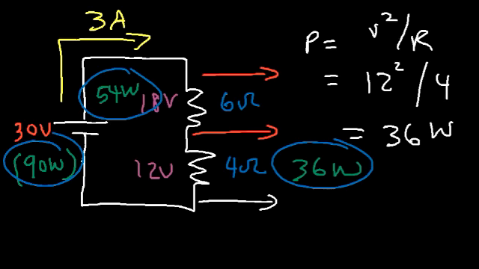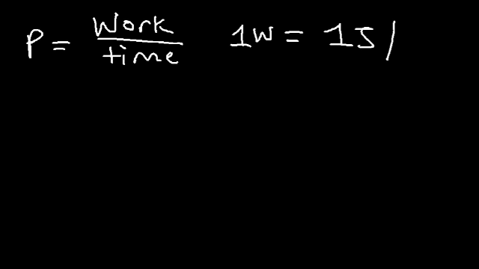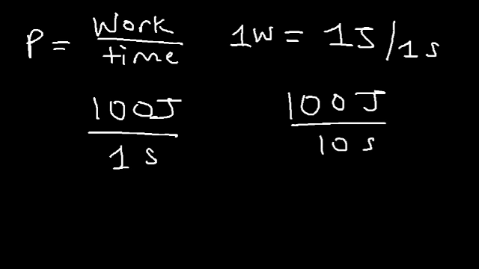Now, what exactly is power? How can you define power? Electrical power, or power in general, is work divided by time. 1 watt is 1 joule per second. So power is the rate of energy transferred. So for example, let's say you have a system that could transfer 100 joules of energy in 1 second. And if you have another system that can transfer 100 joules of energy in 10 seconds, which one has more power?